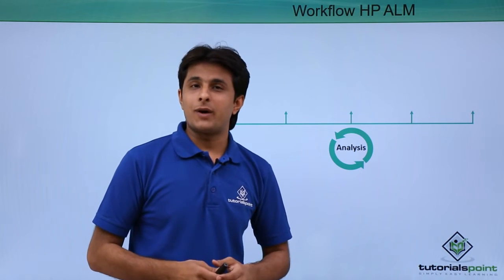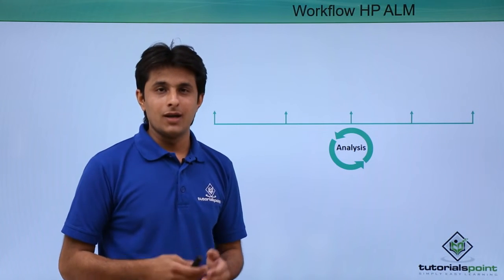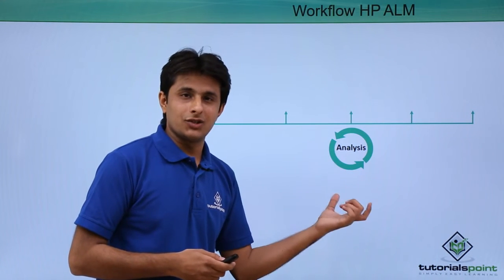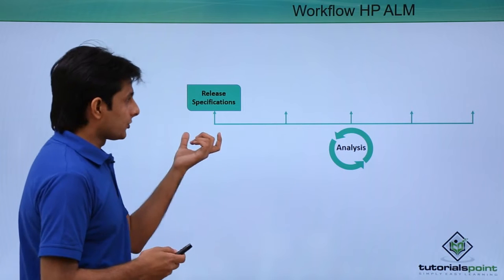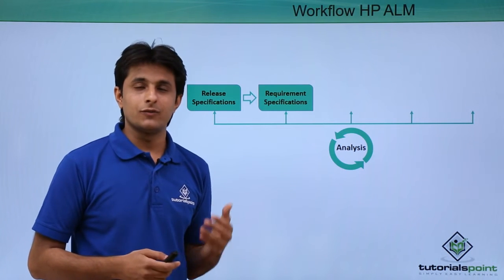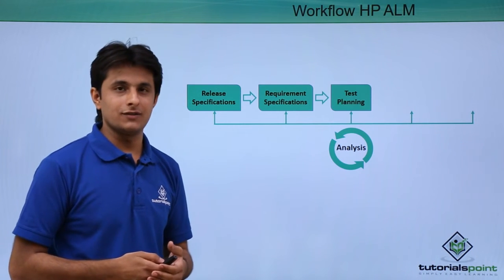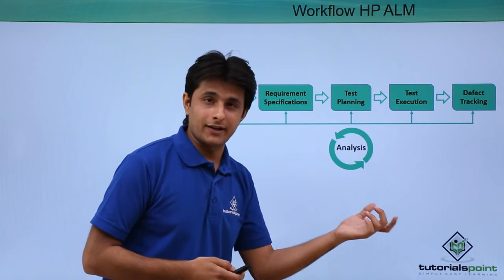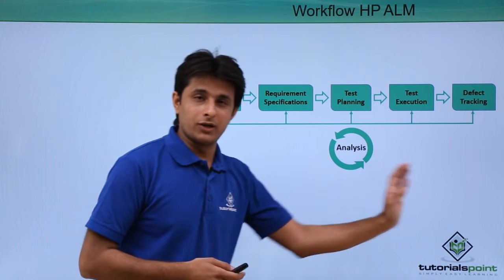Now let us see the next part, the workflow for HP ALM. What is the process we'll be following? We'll be trying to analyze the different sections of the testing part. The very first one would be release specifications. We'll proceed to requirement specifications. Then we'll go for the test plan, test execution, and then the defect tracking part. So we'll try to go through this particular workflow.